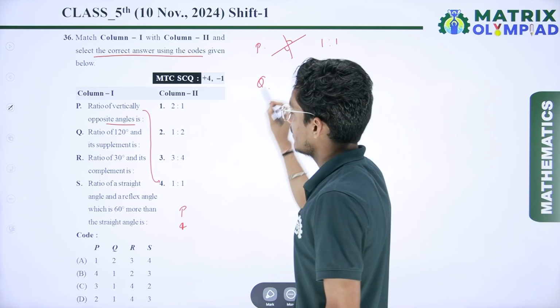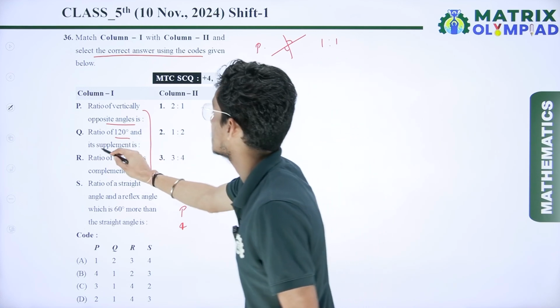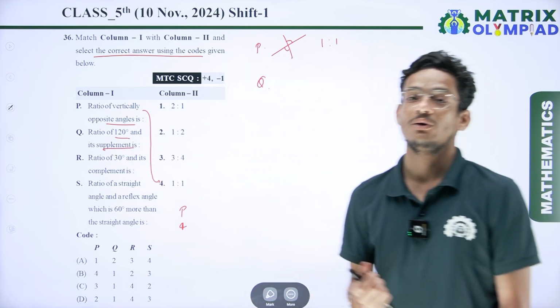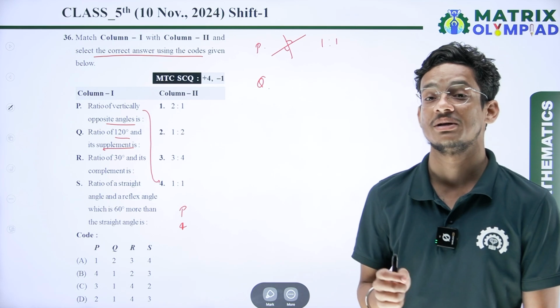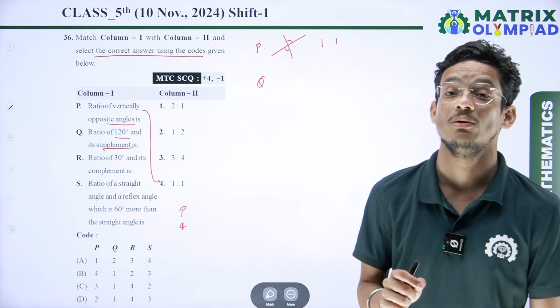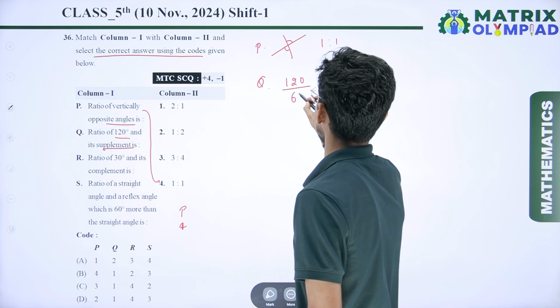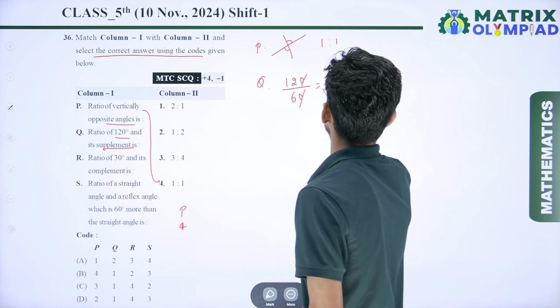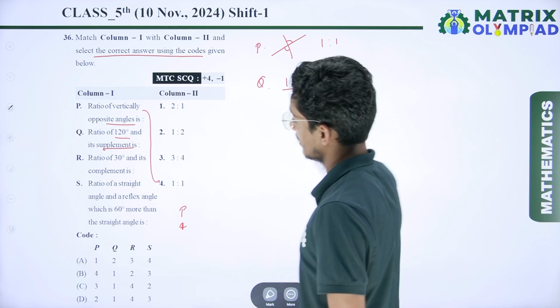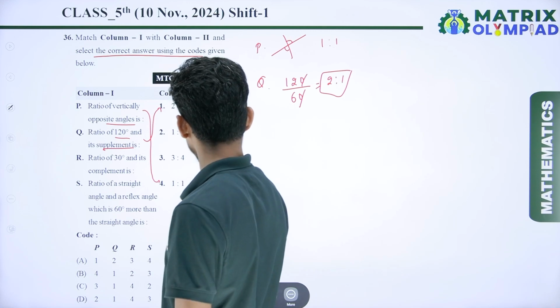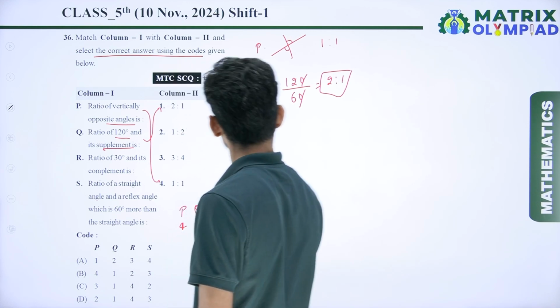So Q is the ratio of 120 and its supplement. We know that when the sum of two angles must be 180 degrees, these angles are called supplementary angles. So one angle is 120 and its supplement angle is 60. So the ratio we get is 2:1, which means Q is connected to 1.